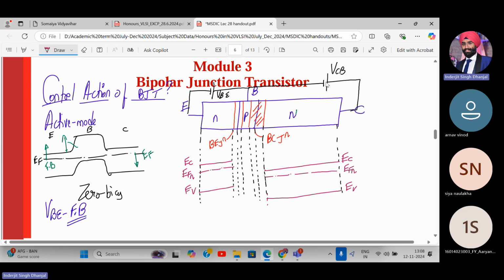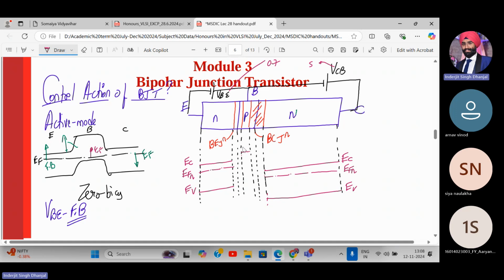At the base, at one point we are applying a negative potential, at the other point a positive potential. VBE is around, let's say, 0.7, but VCB can be higher, 5. So it is more negative than positive. More negative means this EF level will try to go up. Did you all understand? So let me draw this level over here. It will try to go up. It no longer remains in the same position.